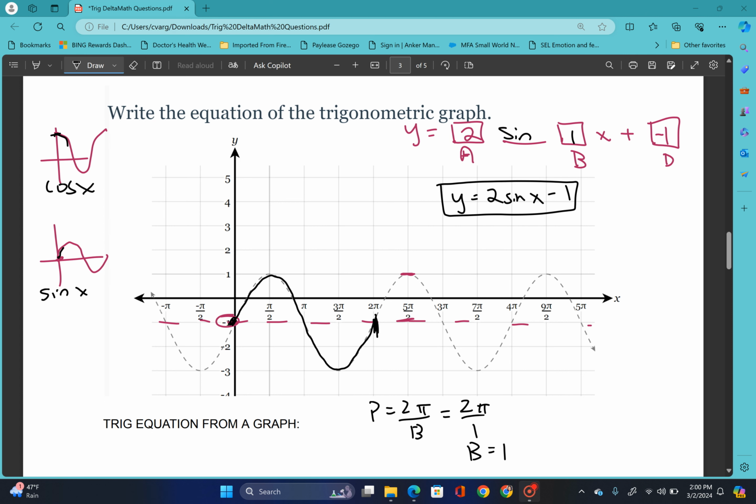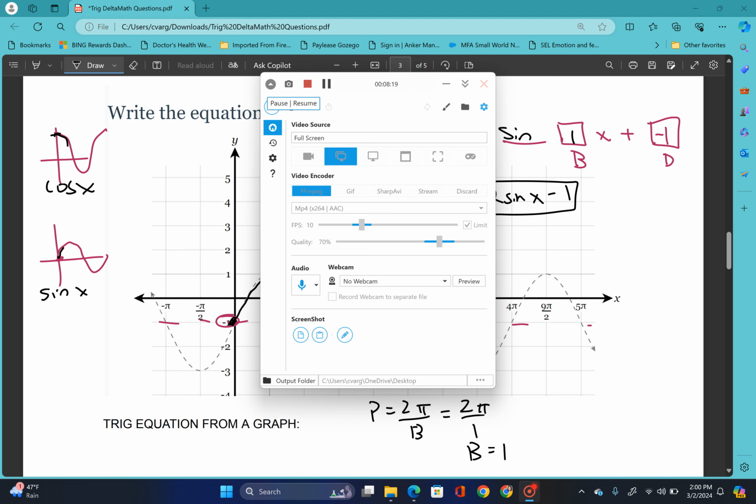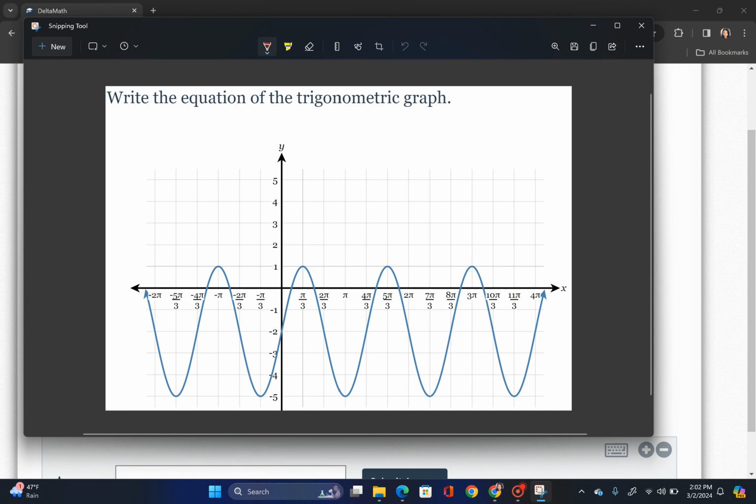Okay. All right. Let me just pause real quick. Okay, so I do want to do one more just to make sure that we're good with this. So we start out the same way. y equals something, sine or cos.